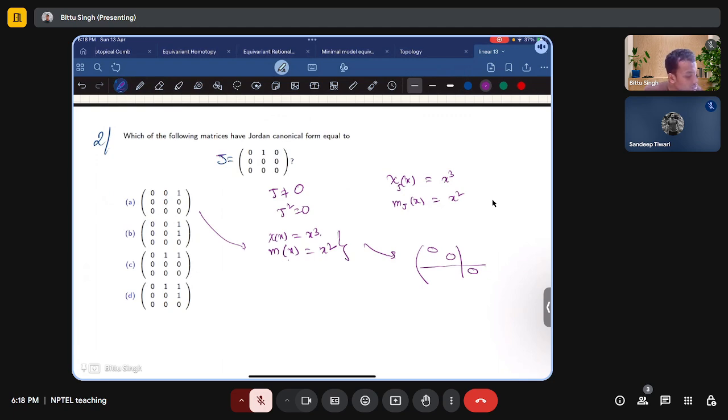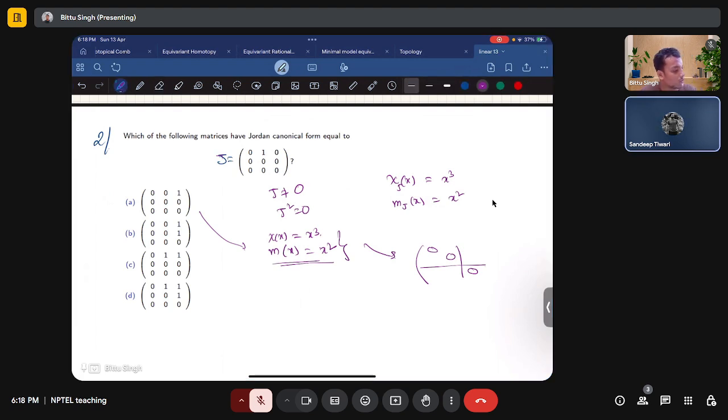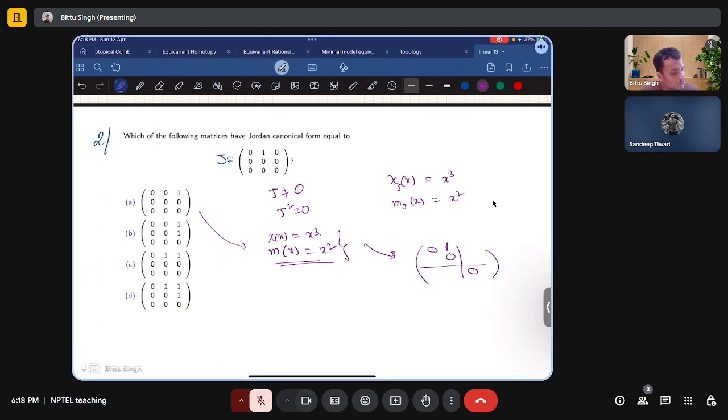But now we can see that the degree of mx, corresponding to the eigenvalue 0, x minus 0 whole square is appearing in the minimal polynomial. That is, the multiplicity of 0 is 2. Therefore, the size of the largest block will be 2. So this is the Jordan canonical form. So the Jordan canonical form of A is J. So A is one of the answers.